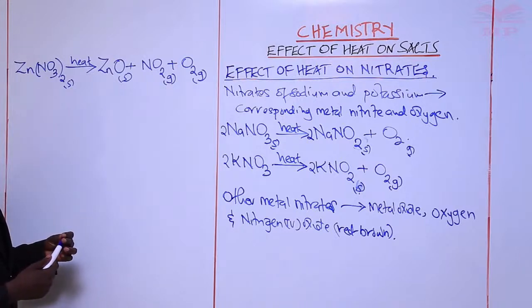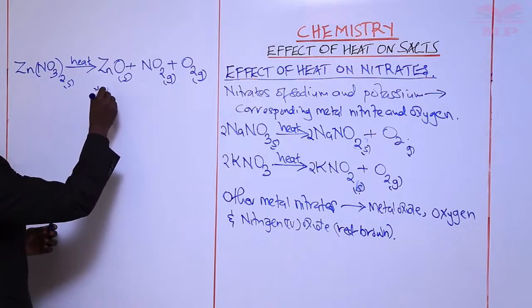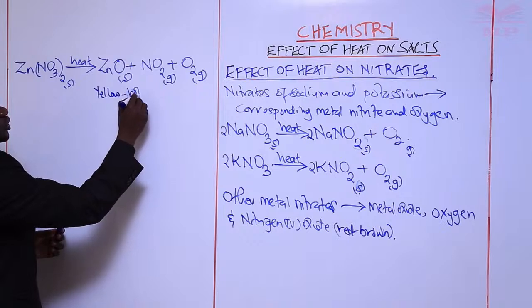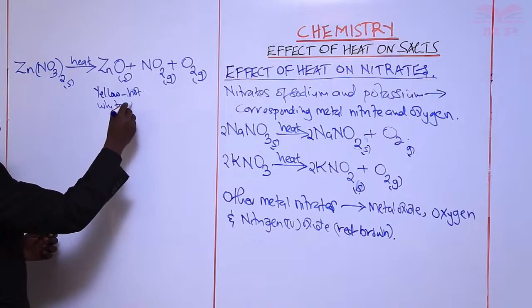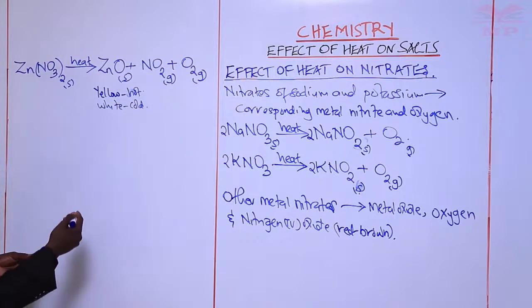Now remember, earlier on we said zinc oxide has two colors. When it is hot, zinc oxide is yellow in color. Then on cooling, it changes from yellow to white. So it's good we remind ourselves of that point.